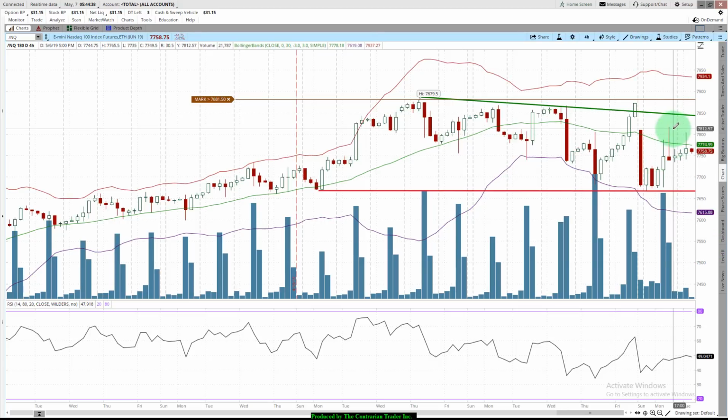The markets are sending us a signal vis-a-vis topping tails. There are sellers above here, buyers back here, here, here. They want their money back.